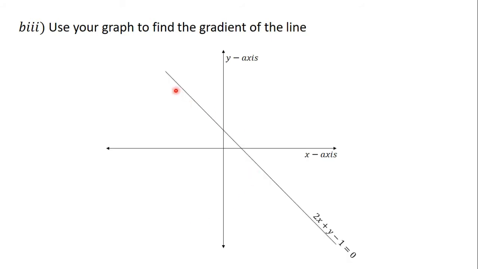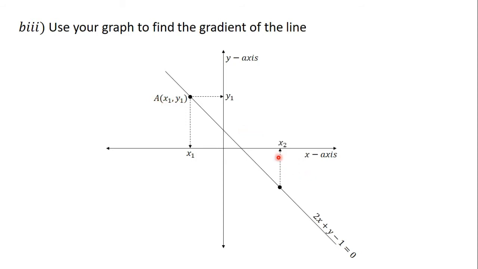Let's assume that this is the straight line 2x plus y minus 1 is equal to 0. In the previous question that we solved, we saw that if you want to find the gradient of the straight line from the graph, you will need 2 points that fall on the graph. So let's pick this point here and we'll pick another one here. We trace this point to the x-axis to get the x-coordinate. So let's call that x1. We trace it to the y-axis to get the y-coordinate. Let's call that y1. So it means that the coordinates of this point will be x1, y1. Let's call this point A.